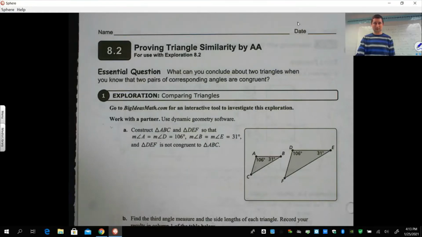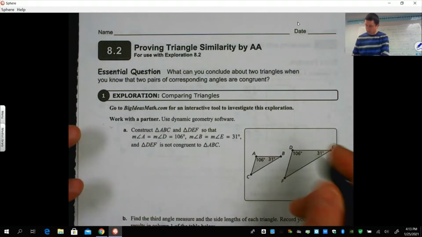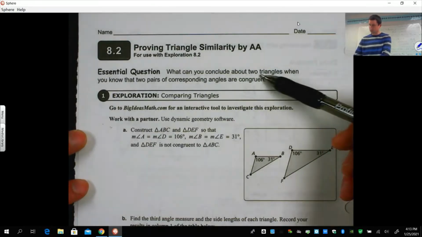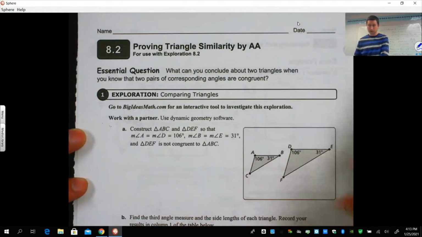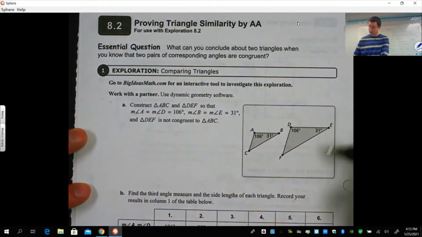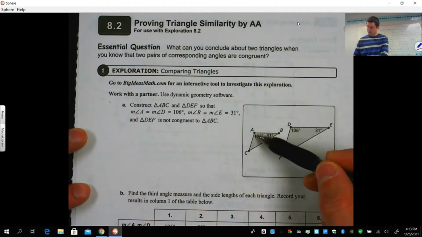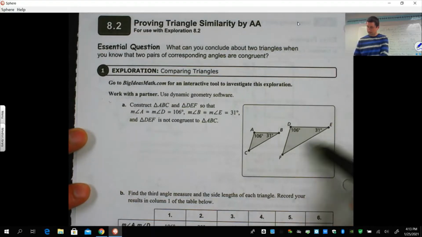Hello, Geometry. Chapter 8, Lesson 2, Proving Triangle Similarity by AA. AA is called angle-angle. Just like when we had triangle congruence, we had side-angle-side, side-side-side, angle-side-angle, all those. AA is just going to be angle-angle. So our essential question: what can you conclude about two triangles when you know that two pairs of corresponding angles are congruent? So the diagram here on page 226, you have two triangles, ABC and DEF.